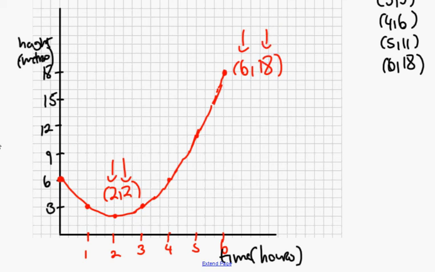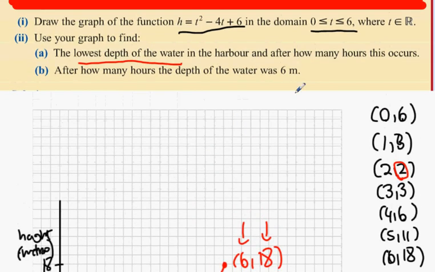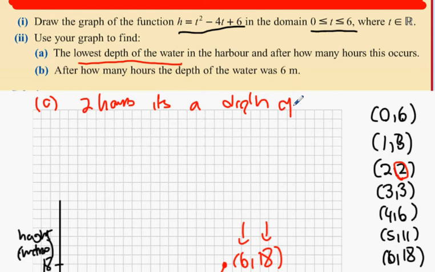So therefore, in this question, it means after 2 hours, it's a depth of 2 meters. They ask for 2 pieces of information. They want the depth and how many hours it happens after. They want 2 answers for the one question. 2 hours, it's 2 meters deep. Gotta read the fine print, guys, okay?